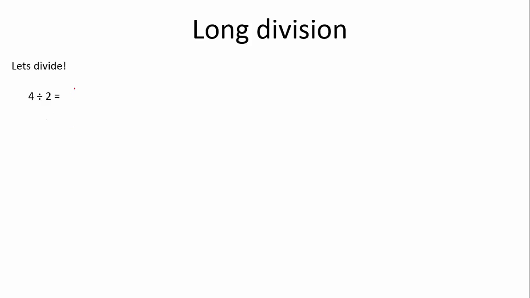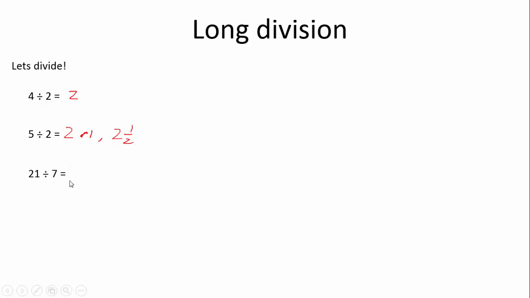What is 4 divided by 2? We know that that is 2. Silly one. What is 5 divided by 2? Well, we know that that is 2, and then there's remainder 1. That's an R, remainder 1, or that's 2.5. Okay, so what is 21 divided by 7?